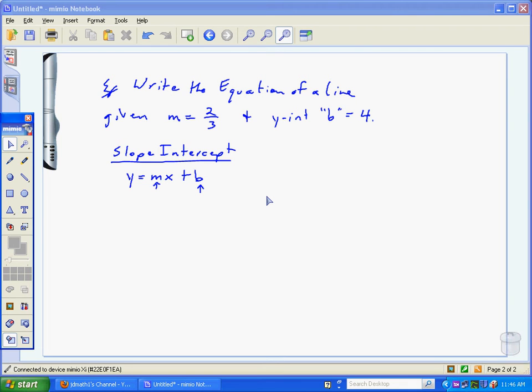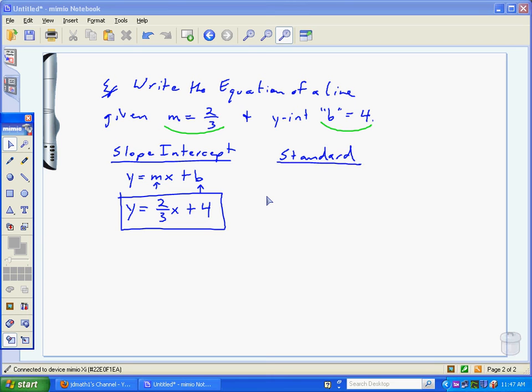If you can't see this yet, let me make it very clear to you. M is right there. B is right there. So I'm going to take those numbers and put them right into the form. Y equals 2/3 x plus 4. I've just written the equation of that line in slope-intercept form. Now, what about standard form? This one, we have to use a little grade 9 math as well.